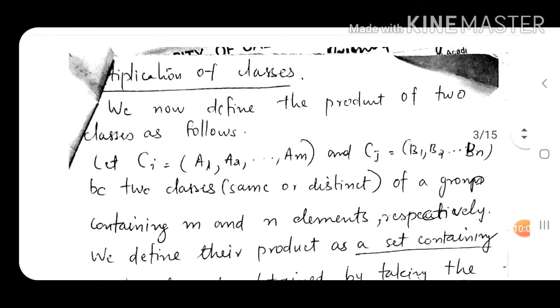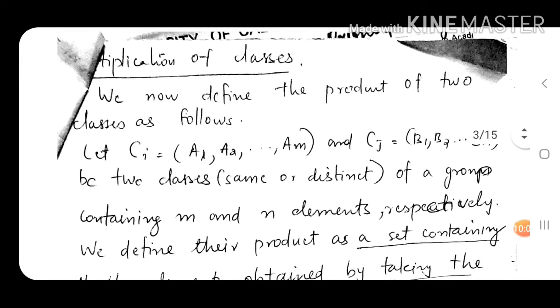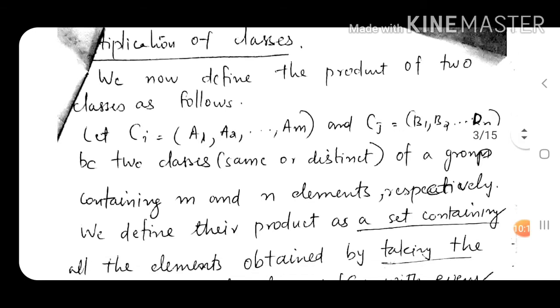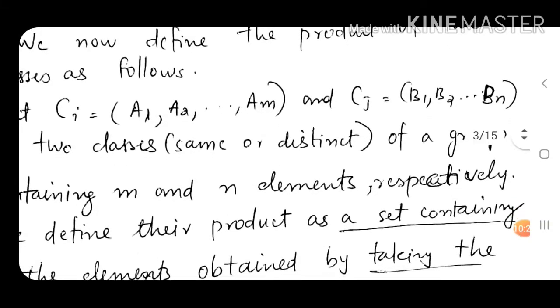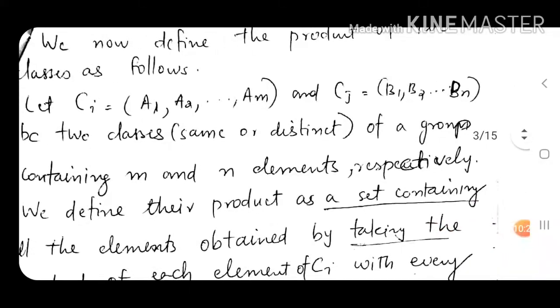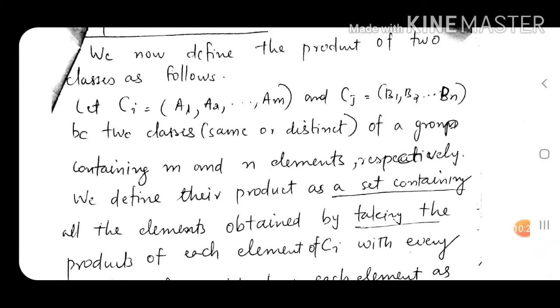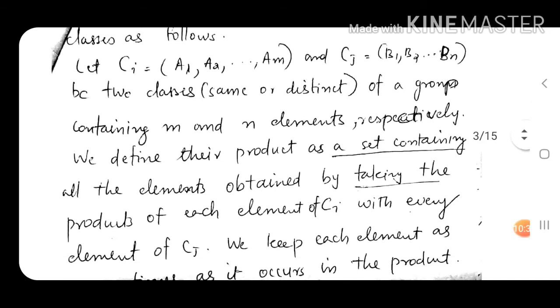Now let's multiply two classes. We define the product of two classes as follows. Suppose we have two classes, Ci, which is A1, A2, up to Am, and another class Cj, which is B1, B2, up to Bn. The two classes can be the same or distinct classes of a group, containing m and n elements respectively.